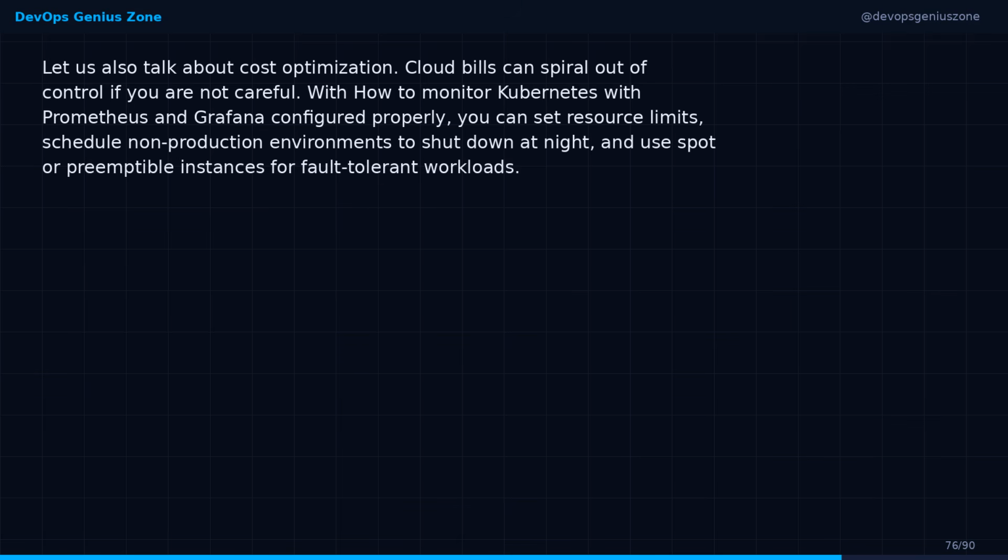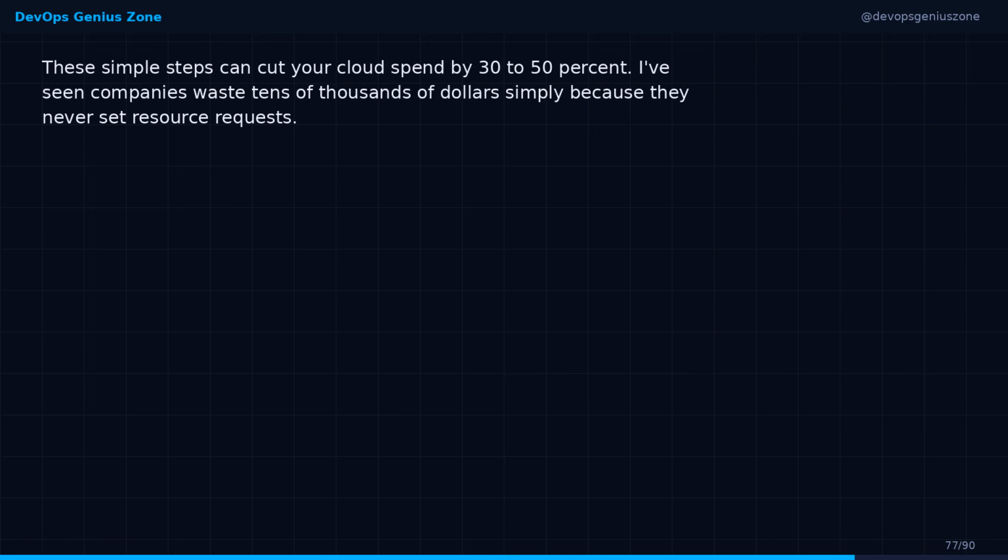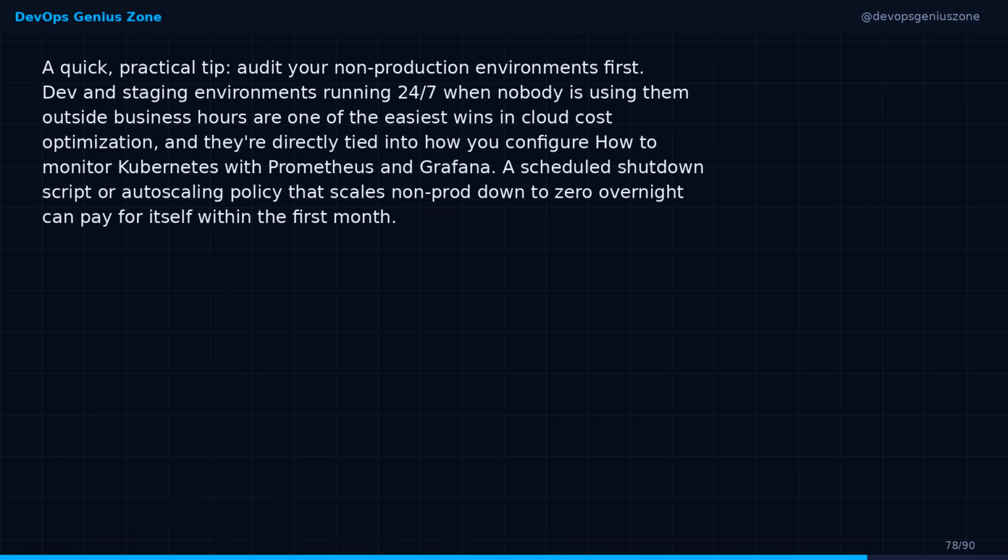Let us also talk about cost optimization. Cloud bills can spiral out of control if you are not careful. With how to monitor Kubernetes with Prometheus and Grafana configured properly, you can set resource limits, schedule non-production environments to shut down at night, and use spot or preemptible instances for fault-tolerant workloads. These simple steps can cut your cloud spend by 30 to 50%. I've seen companies waste tens of thousands of dollars simply because they never set resource requests.